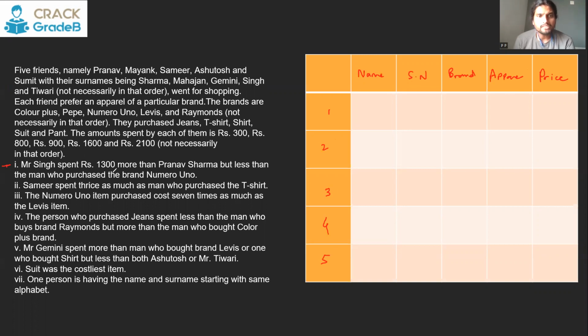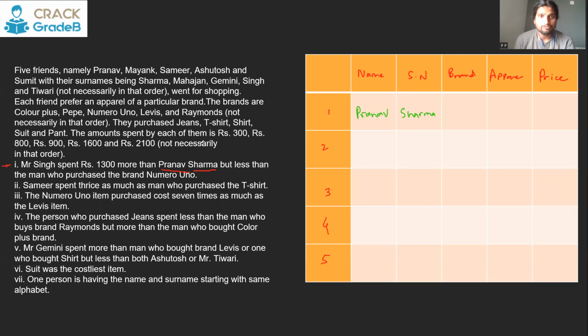Mr. Singh spent 1300 more than Pranav Sharma. We already know that Pranav Sharma is a person. Let's use another color so you don't get confused. Pranav is a person whose surname is Sharma. So we can figure out that part. The first row we can give to Pranav Sharma. Mr. Singh spent 1300 more than Pranav Sharma, but less than the man who purchased the brand Numero.